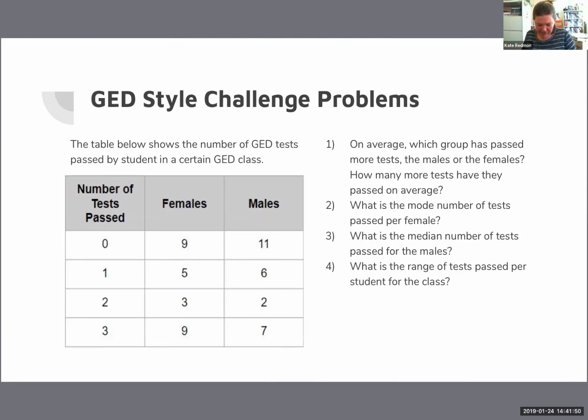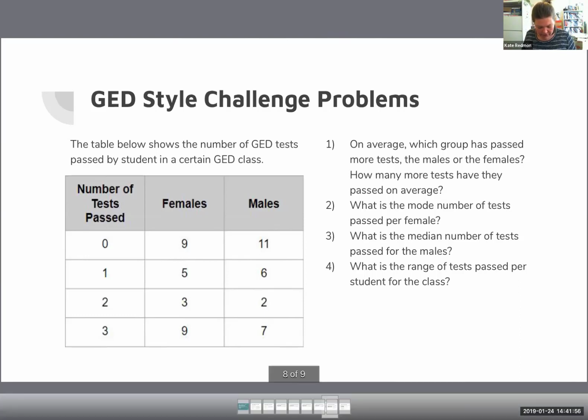We have a different frequency table this time, so let's just examine it to make sure we know what's going on. It says the table below shows the number of GED tests passed by student in a certain class. And we see this column with numbers of tests passed. And then we have a female column and a male column. So again, it's a frequency table. We have data and we have frequency, but it's a little bit more of a complex frequency table because we're comparing two different sets or two different groups of people.